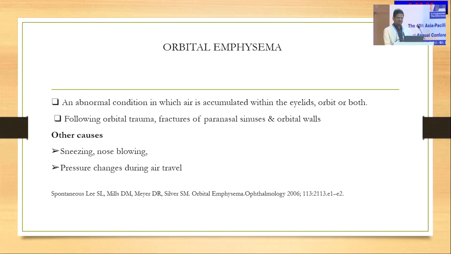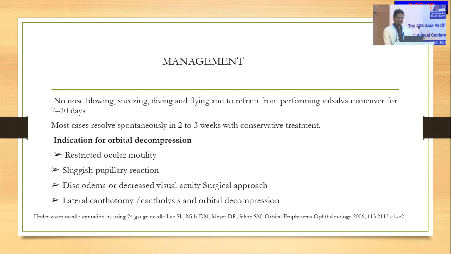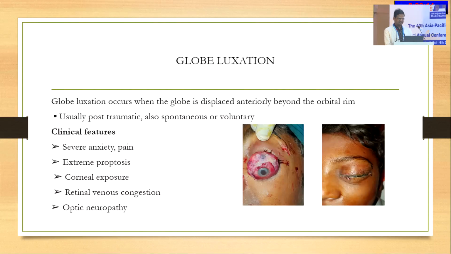Yes, I will sum up here. In emphysema, the patient complains of blurring of vision after sneezing, and mostly the MRI will show some air pockets in the orbit. Such cases are generally managed conservatively, and most resolve in 2 to 3 weeks of conservative treatment. Sometimes we get a globe luxation also, which causes severe anxiety to the patient.